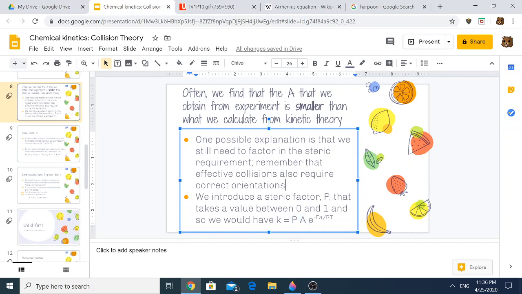But anyway, I hope you can appreciate that you need to take into account both the steric and the energetic requirements. And I think that is the point that I want to drive home in this presentation. So with that, I think I will really just end this presentation here.